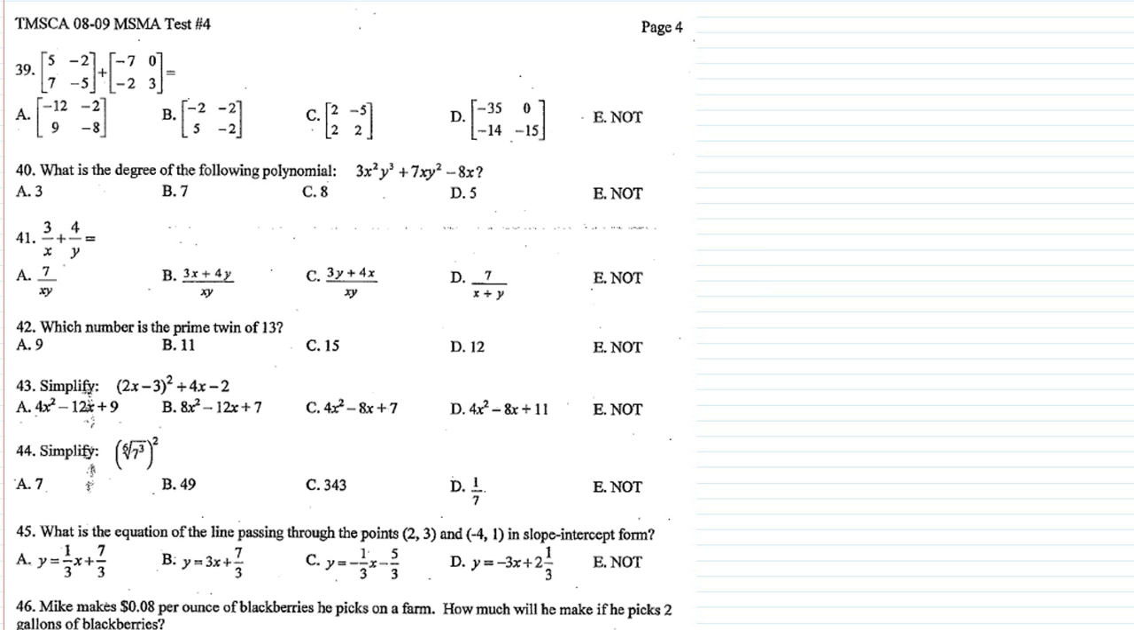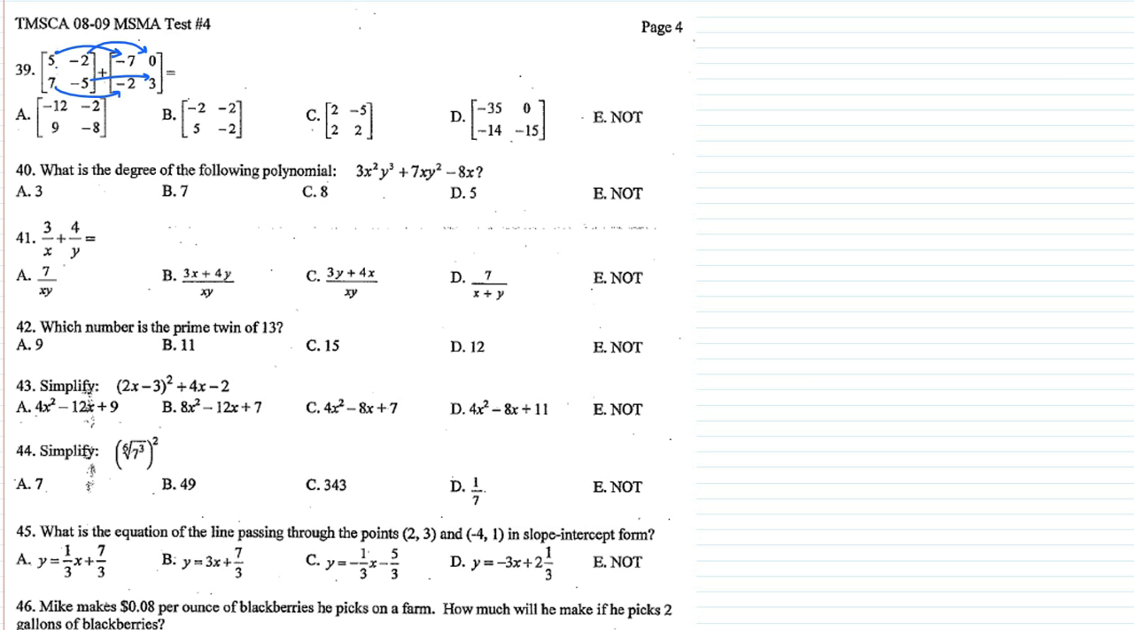Question 39. We have two matrices over here, and the dimensions of these matrices are equal. Both of these are 2 by 2 matrices. In order to add these two, we simply need to add the corresponding elements of these matrices. What that means is we add 5 to -7 and -2 to 0. 7 is added to -2 and -5 is added to 3.